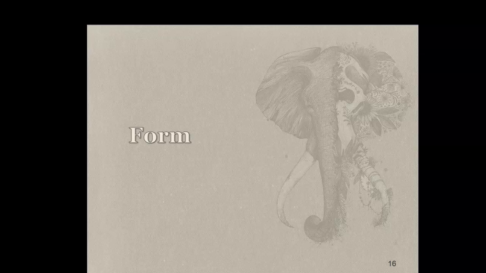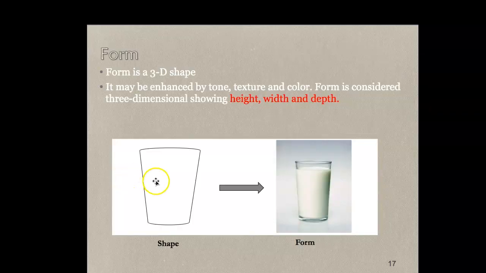dot makes a line and a line makes a shape, and a shape is two-dimensional, when you start to build on that shape, you create form, three-dimensional, right? So here we have the outline, the contour line of a cup, just the shape. But when you add depth to it, height, width, and depth, you create form. It's three-dimensional.